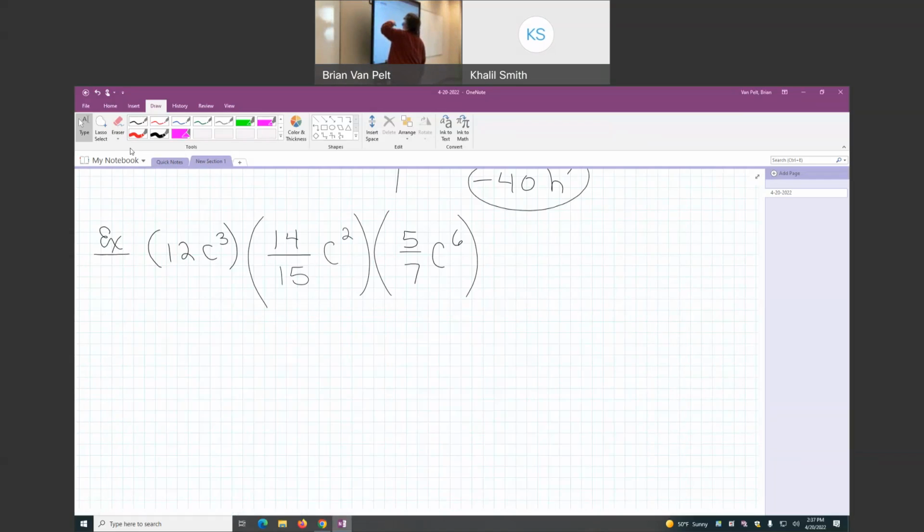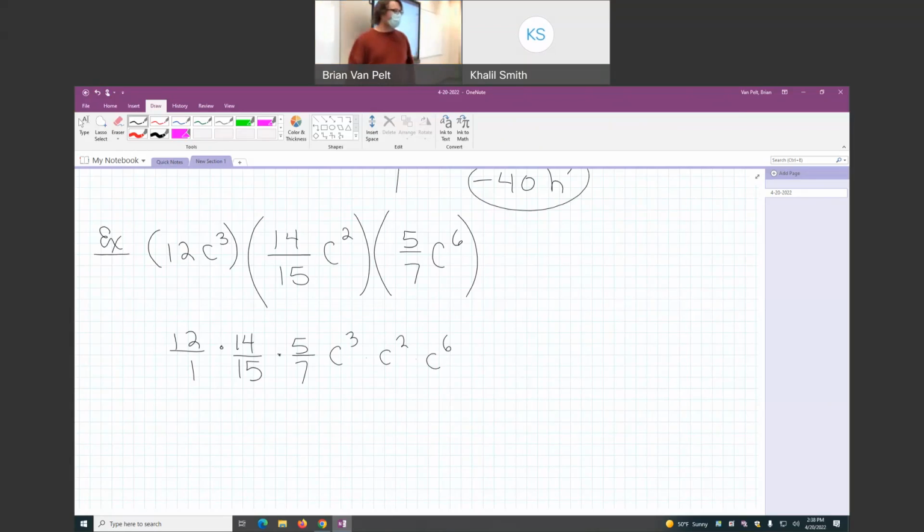We have two problems. First, what's the other one? What difference does it make? Let's see which one you use. So when you did the numbers, did you do this? 12 over 1 times 14 over 15 times 5, 7. C to the third. C squared. Did you do all this?